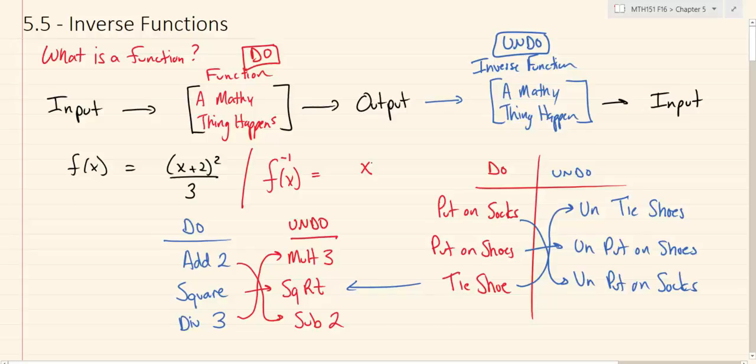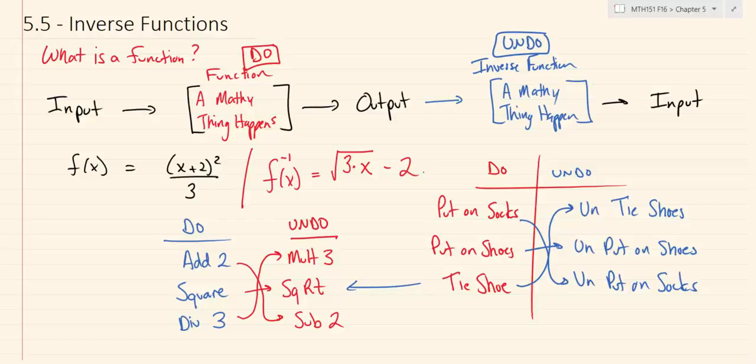What is the first thing you do with x? Multiply by 3. So this becomes 3 times x. What's the next thing we have to do? Square root. And then what's the last thing we need to do? Subtract 2. That is the inverse function.